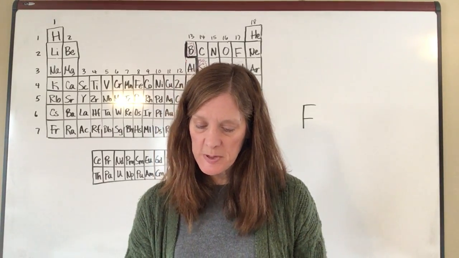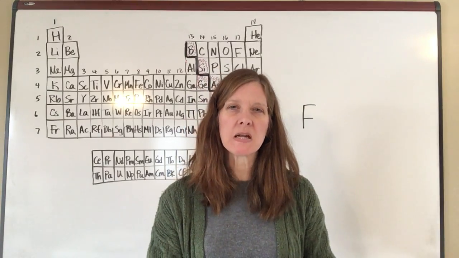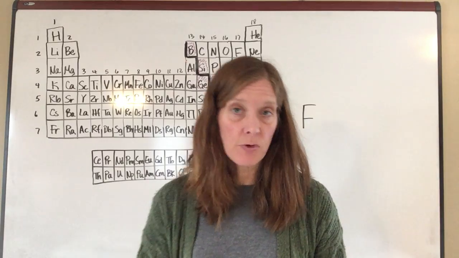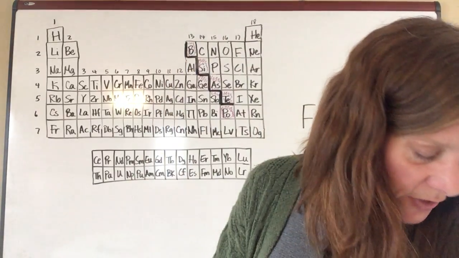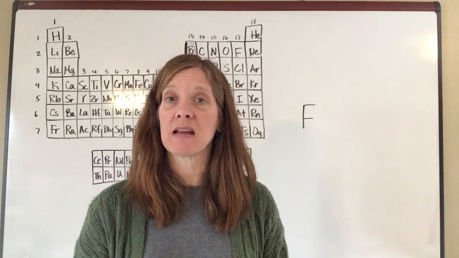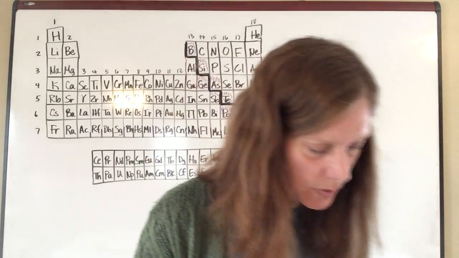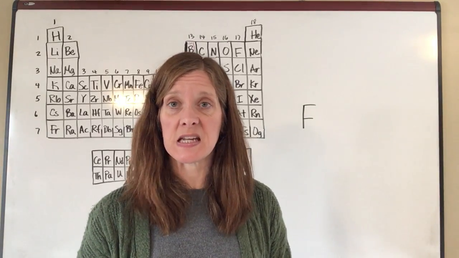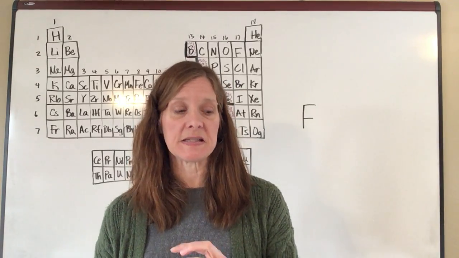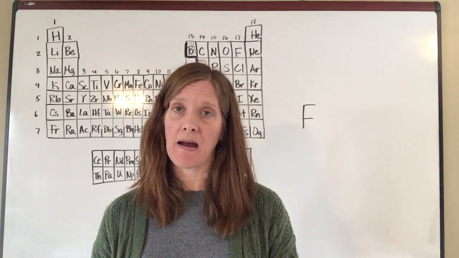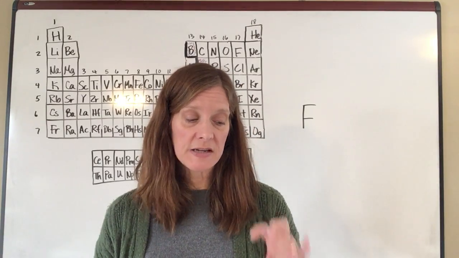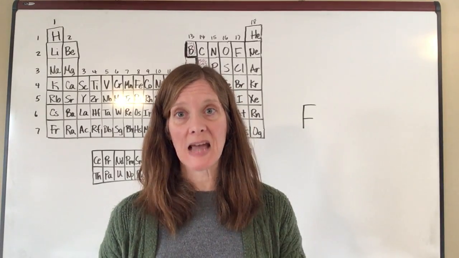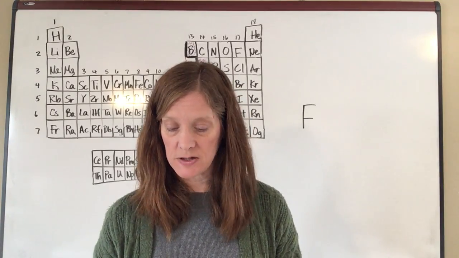What is going to be the most common isotope of fluorine? Now, if you remember, you have to look at the atomic mass for that, and the atomic mass is 19.00, I believe. And so that means the most common isotope is fluorine-19. And so if it's fluorine-19, how many neutrons does it have? Well, if you take 19 and you subtract 9, that's going to give you 10. So it will have 10 neutrons in its most common isotope.